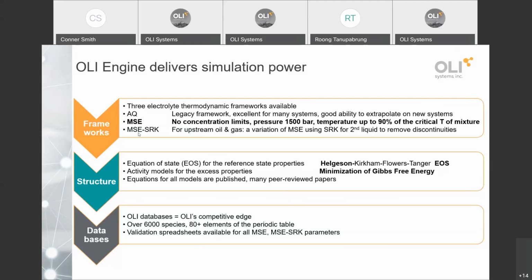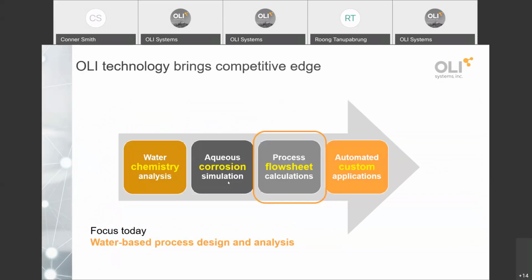Again, your particular application will help you decide what framework you need, and Diana will cover that in a little bit more detail. But this is an equation of state based on the Helgeson equation of state. We've got over 6,000 species in the databank that can be used inside the frameworks, across 80 plus elements. So Diana, again, will cover this in a little bit more detail. But today we're focusing on our process flowsheet calculations.